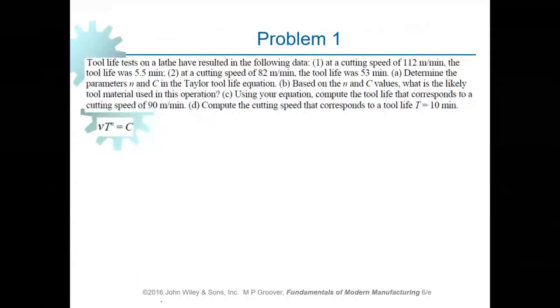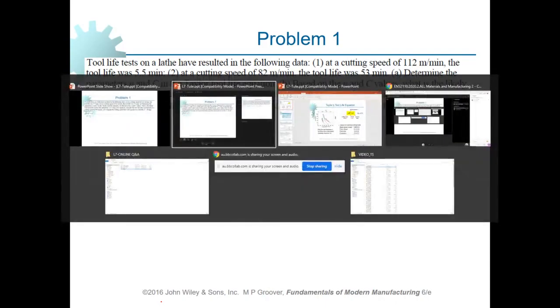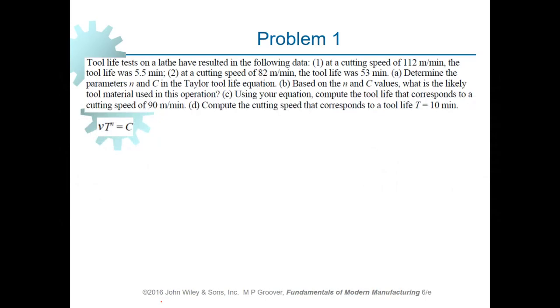Okay, moving on. Now let's get started with the first problem of this tutorial session. In this first problem, we have a situation where tool life tests on a lathe in a turning machine have resulted in the following data: a cutting speed of 112 meters per minute, considered as V1, results in a tool life of 5.5 minutes. So this is T1.